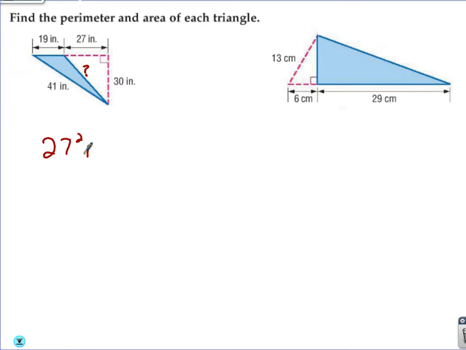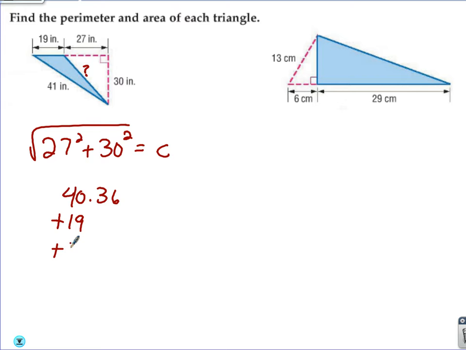27 squared plus 30 squared equals c squared. So take the square root of that, and you get 1,629. And the square root is 40.36. So this missing leg is 40.36. To find the perimeter, you're going to take that plus 19 plus 41, which should give you, that's 60 there. 60 and 40 is 100. 100.36 inches. That's perimeter.